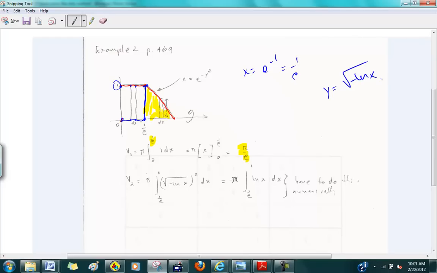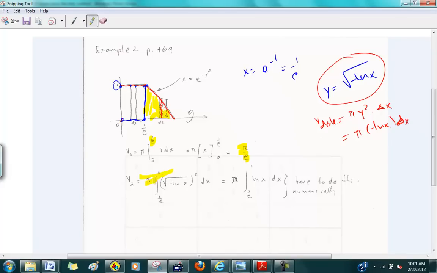Taking the representative rectangle to be this, the radius is y, which is given by this, and the width of the disk is dx. So my volume of disk is going to be pi y squared times delta x, which is equal to pi times minus ln x dx, or delta x, whatever you choose. And so I need to integrate that, and that's what I've done here.